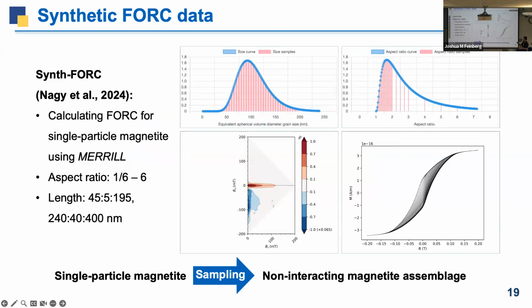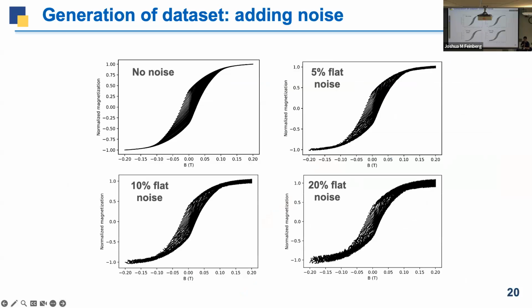First of all, we have very comprehensive FORC data. This is a FORC database, and it has some single particle magnetite FORCs. The length sizes range from 45 to 4,100 nanometers. Then we can sample from these single particle magnetites to create a non-interacting magnetic assemblage. We can use different size and aspect ratio distributions to sample different FORCs. And this is our training data set. We also add some noise to our data because we want to avoid overfitting problems.